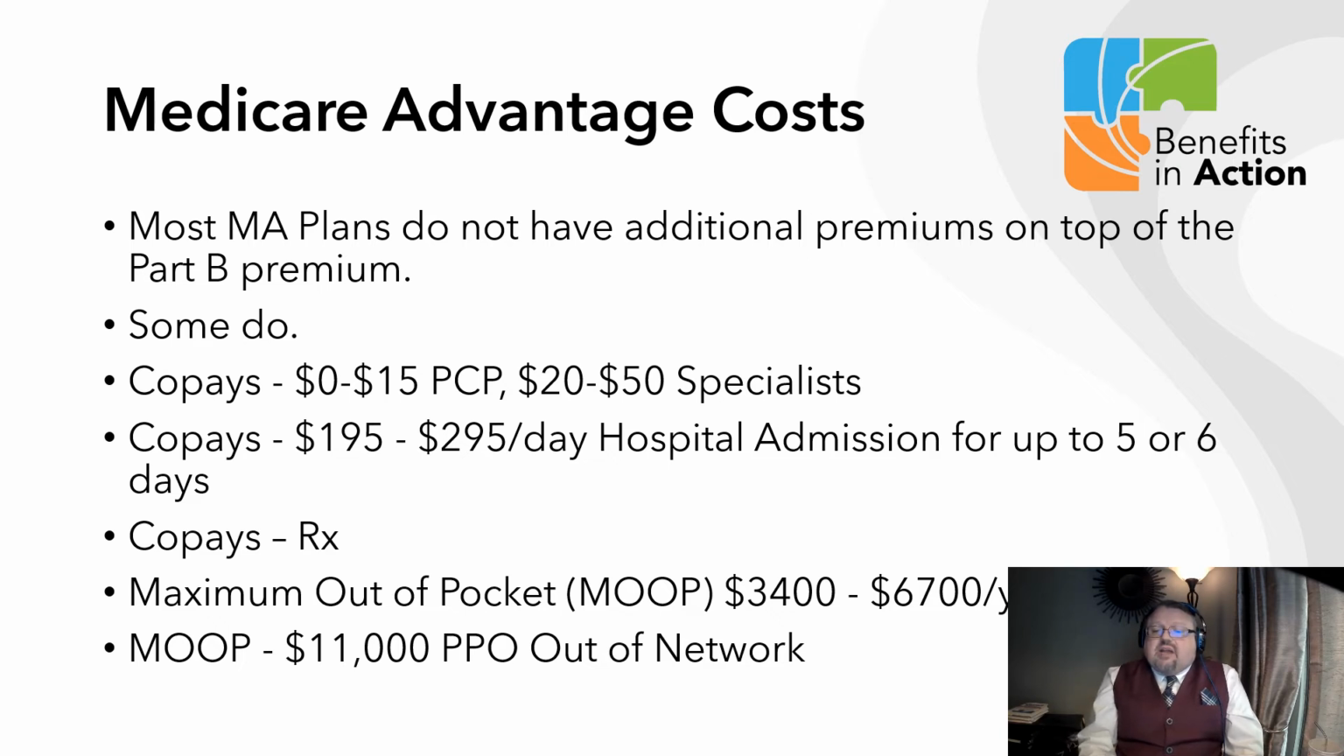The general maximum out-of-pocket ranges from $3,400 to $6,700 per year for the HMOs. And for PPOs, that maximum out-of-pocket generally goes up to about $11,000. But your HMO maximum out-of-pocket is embedded within the out-of-network. So your in-network maximum out-of-pocket costs contribute towards your out-of-network maximum out-of-pocket. And if you would like to learn more about embedded deductibles, I have another video for you to review to learn more about how those work.